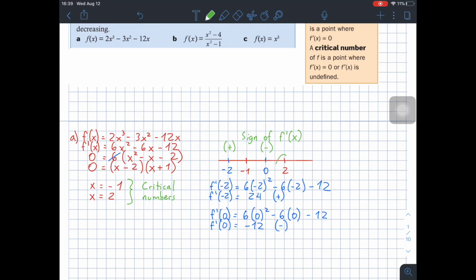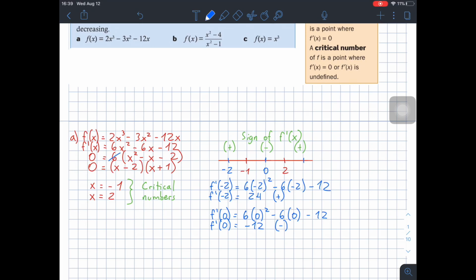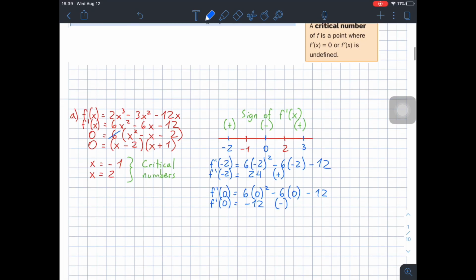And if I want, I can calculate. I already know that this should be positive because at 2 the slope is 0, and that causes a change in direction. But in case I'm not very sure about that, I can pick a value here, let's say for example 3, and I can calculate f prime of 3.